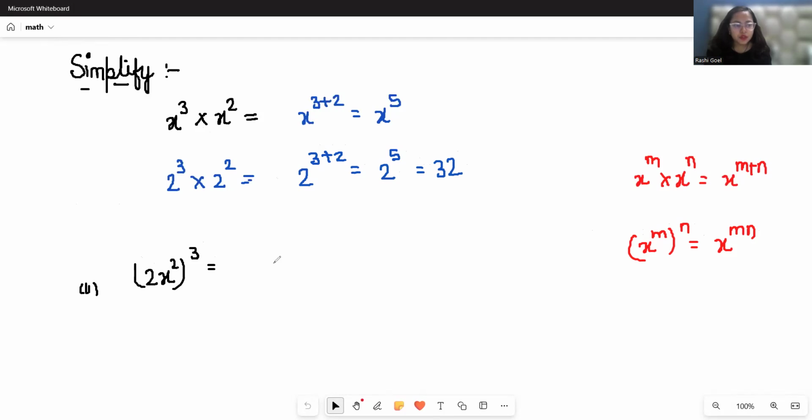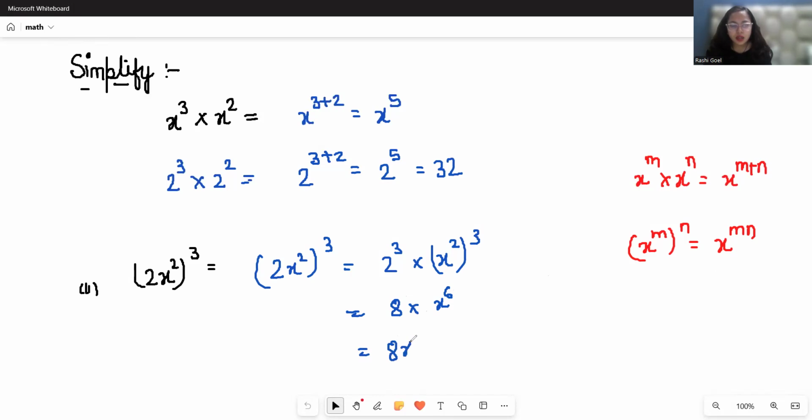So it becomes 2 power 3, (x square) whole power 3. So 2 cube times (x square) whole cube. So 2 cube is 8, and (x power 2) power 3 we can write as x power mn. So x power 2 times 3 is 6. So it is 8x power 6.